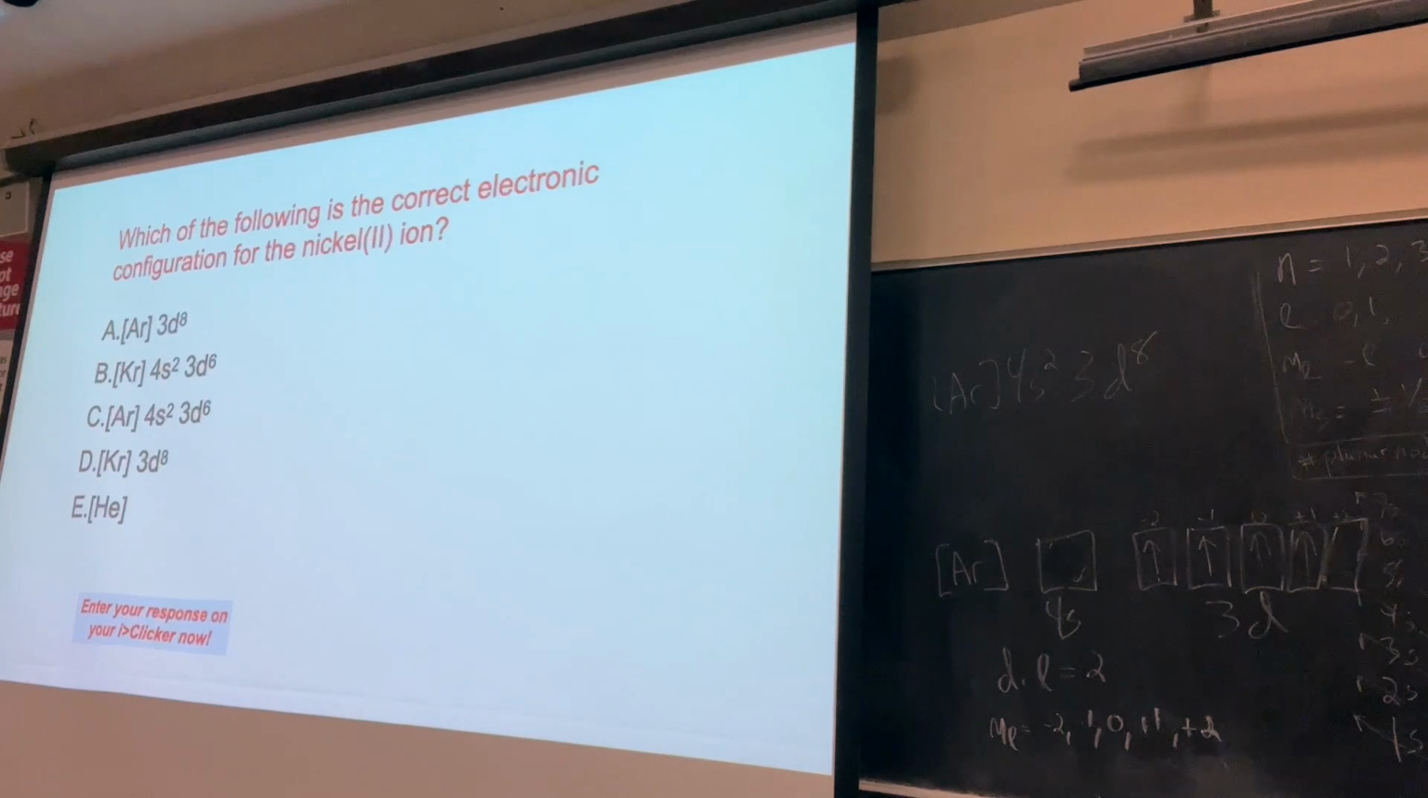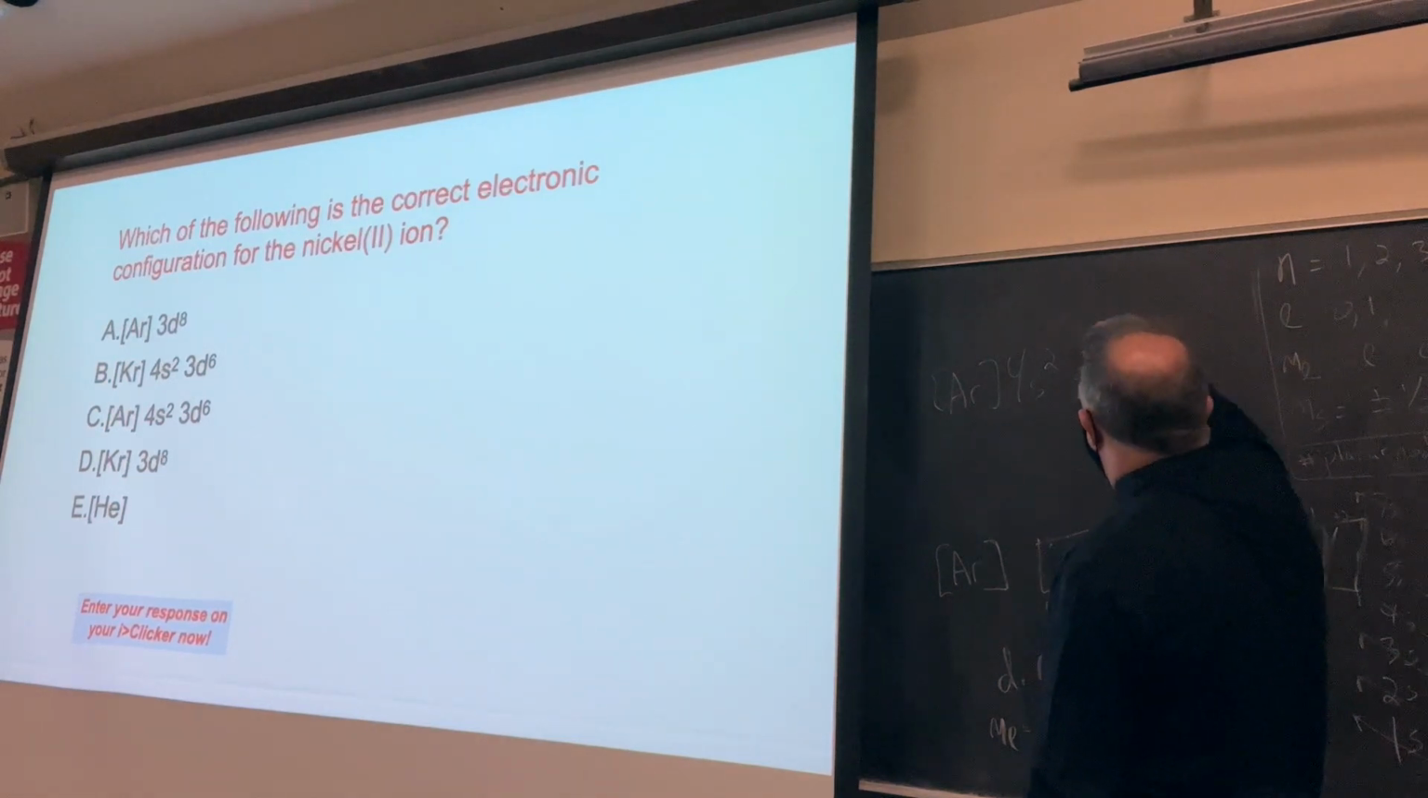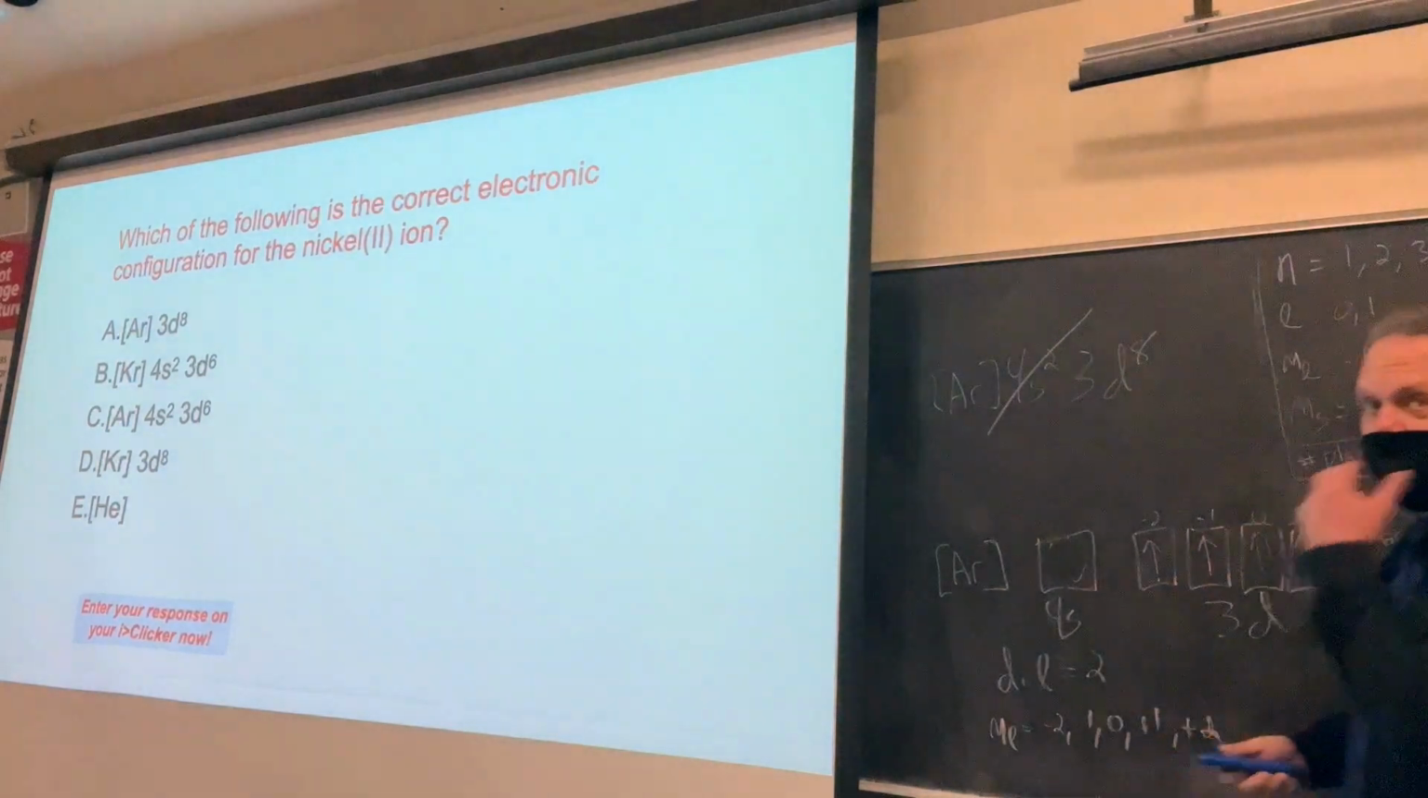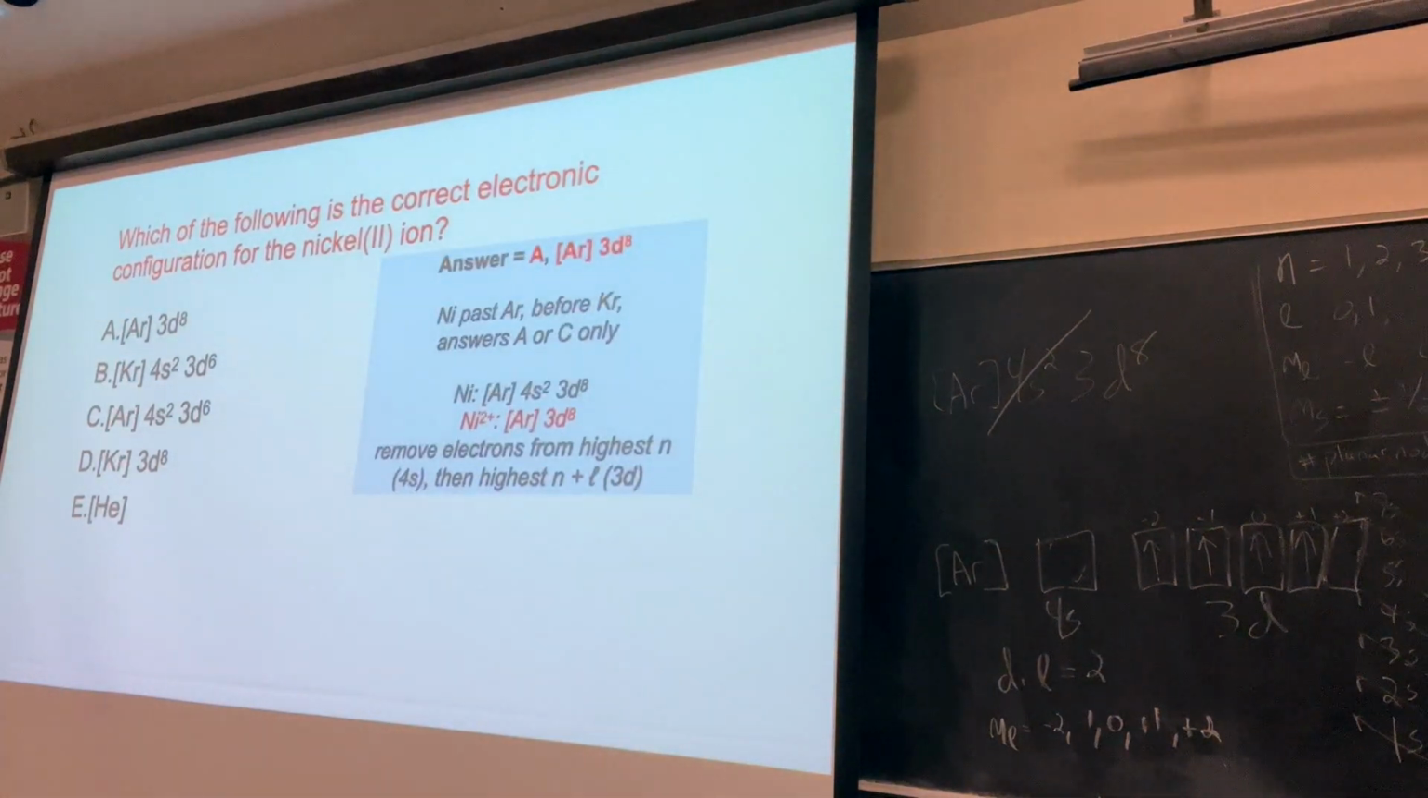But obviously this is not neutral nickel, this is nickel 2+. So the question is, do we take electrons from the 4s to give it this configuration, or do we take the electrons from the 3d8 to give it this configuration? Which one of those do we take it from first? 4s, that's right. Highest n out first before lower n. So we would take those 2 electrons out to make it nickel 2+. The configuration should be argon 3d8. All right, highest n out first.